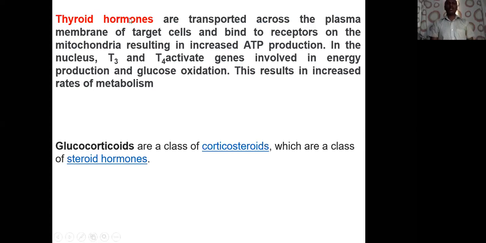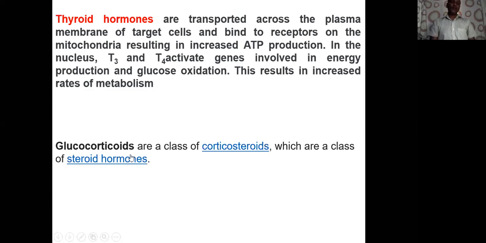One of the functions is glucose metabolism. It increases glucose metabolism, and in the mitochondria there is an increased production. Thyroid hormone, that is T3, triiodothyronine, also increases the glucose metabolism, and thereby increases the production of ATP. This is another.